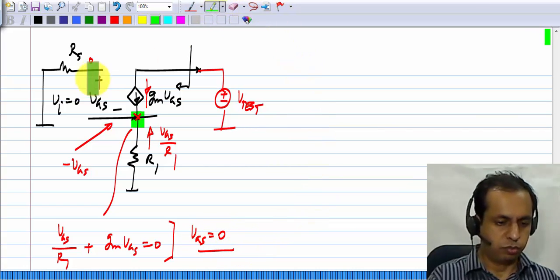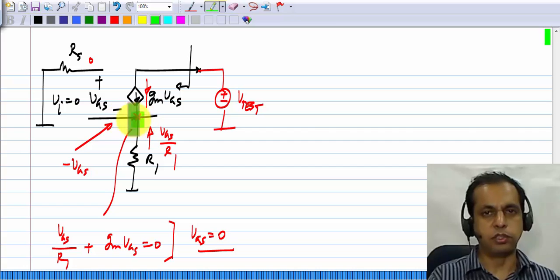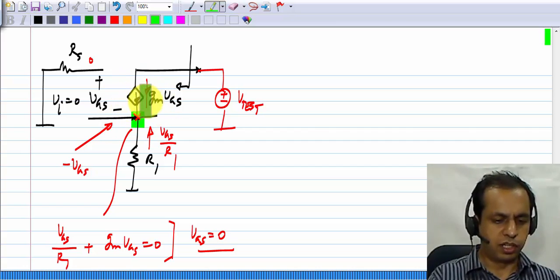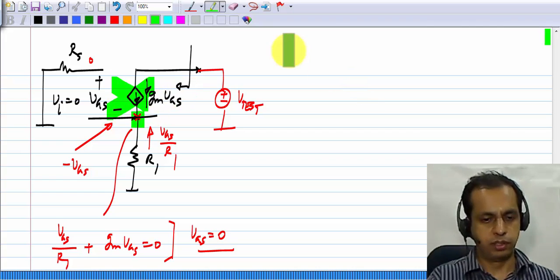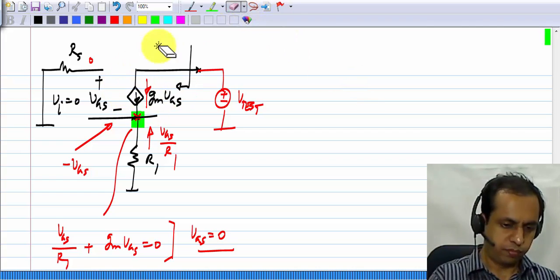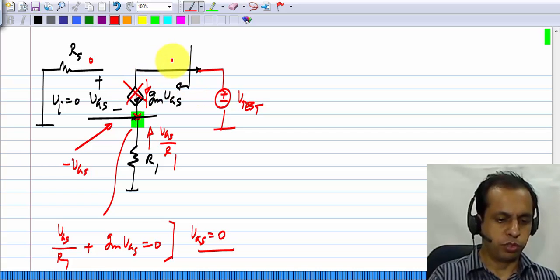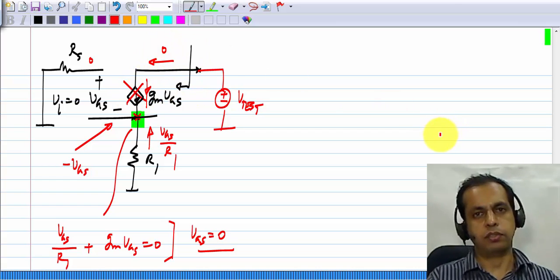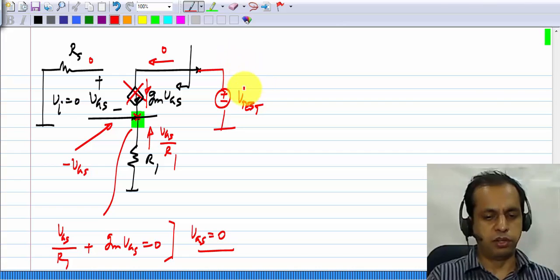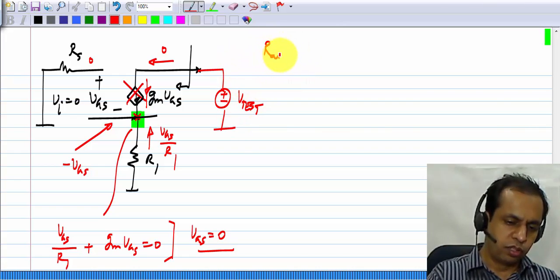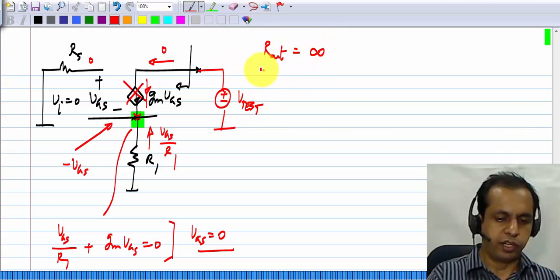Okay, so this is at 0 volts and this is also at 0 volts. So this current source here is also 0, so it drops out of the picture. It becomes an open circuit, and this current is also 0. Because the current is 0 regardless of Vtest, Rout is infinity.